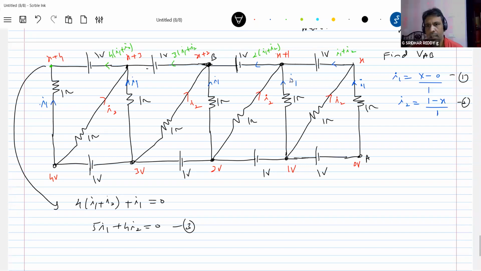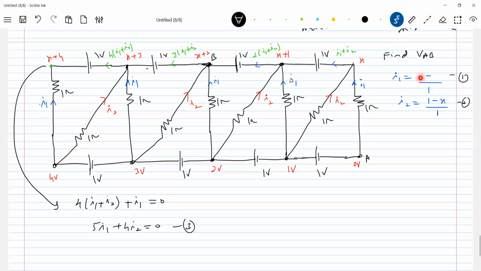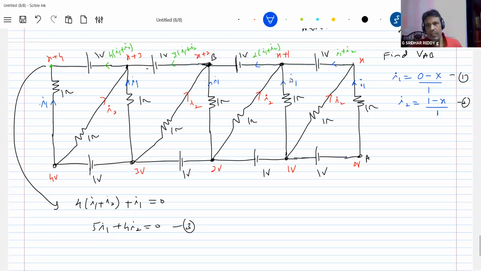I assumed I1, no? I1 should be 0 minus x. I think correct, no? I1 should be 0 minus x by 1. I2 should be 1 minus x by 1. Fine? Yes, sir. Okay, solving 1, 2, 3.